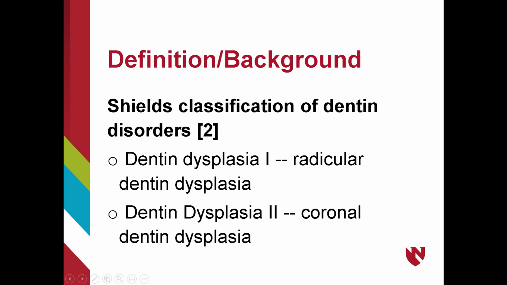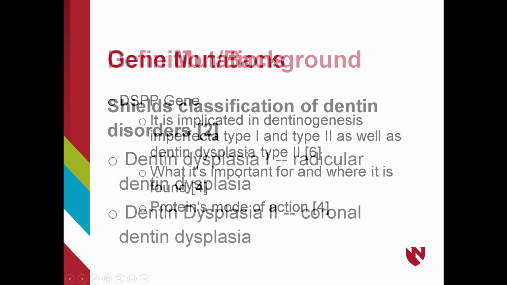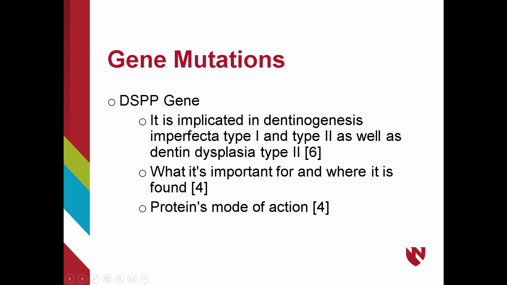Shields' classification of dentin disorders: dentin dysplasia type 1, radicular dentin dysplasia, and dentin dysplasia type 2, coronal dentin dysplasia. The DSPP gene is implicated in dentinogenesis imperfecta type 1 and type 2, as well as dentin dysplasia type 2. The DSPP gene is essential for making dentin sialophosphoprotein, which is found in chromosome 4. Once produced, the protein is cut into two smaller proteins, dentin sialoprotein and dentin phosphoprotein.